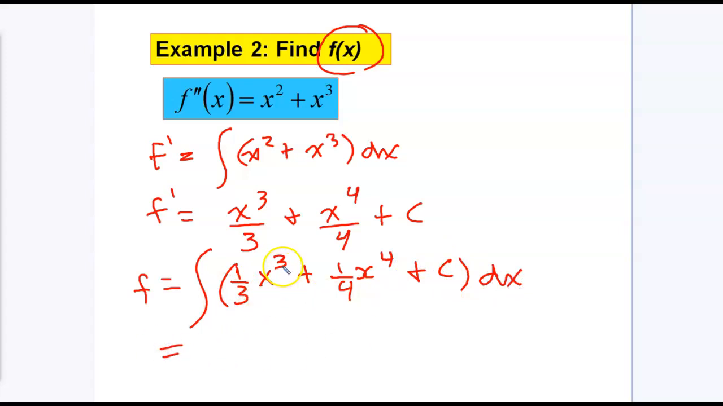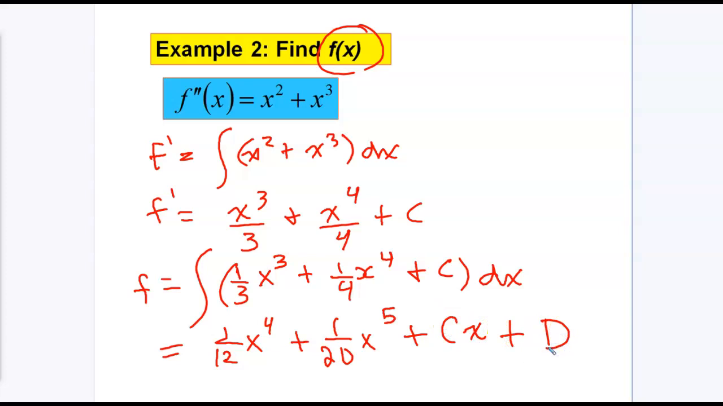So if I add 1 to the exponent, I'm going to get 4. If I divide by 4, 4 times 3, this is going to be 1/12. If I add 1 to the exponent, I get 5. If I divide by 5, 4 times 5 is going to be 20. If I integrate a constant, it's going to be a constant times x plus another constant, which I'll call d.